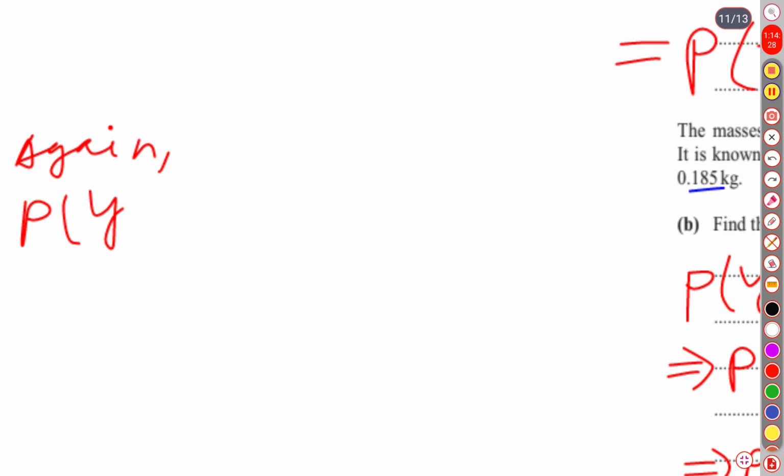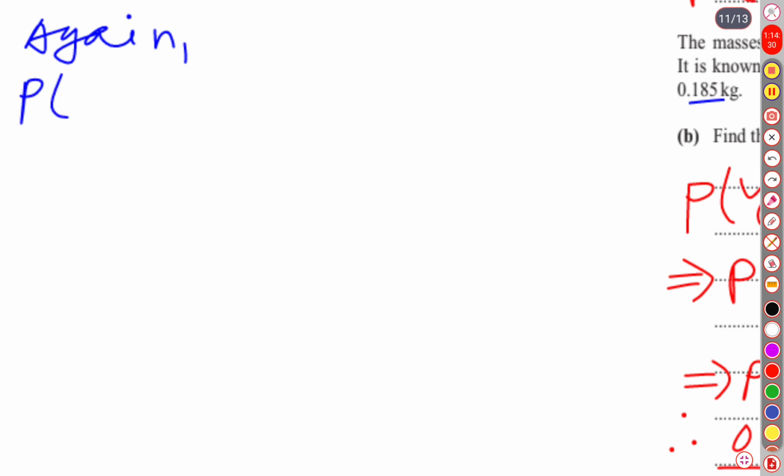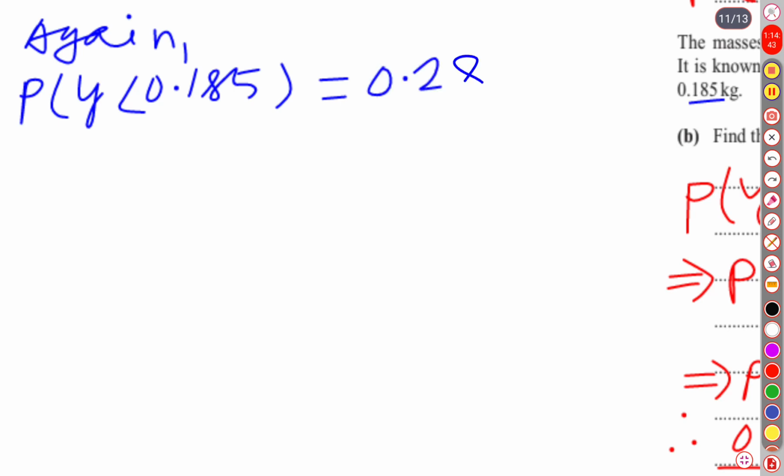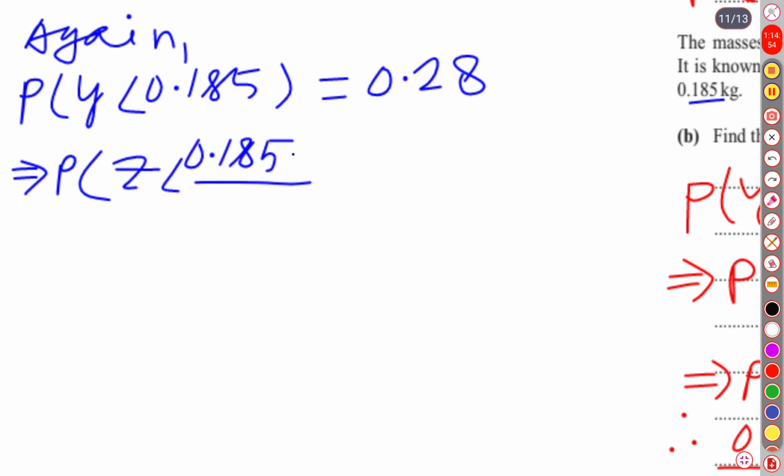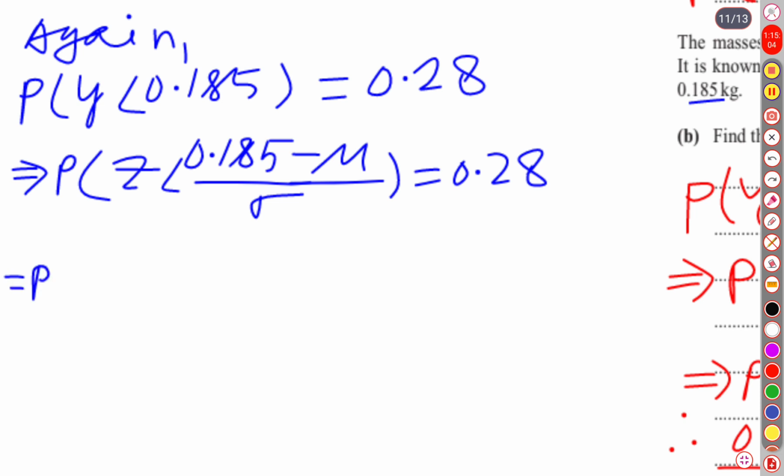Let me change the ink. Probability of y less than how much? 0.185 kg. The probability has been given as 28%, meaning 0.28. So if we standardize this score, it is going to be the probability of z less than (0.185 minus mean) over our standard deviation sigma, equal to 0.28. I think you remember in the previous case I told you how to find the z score.